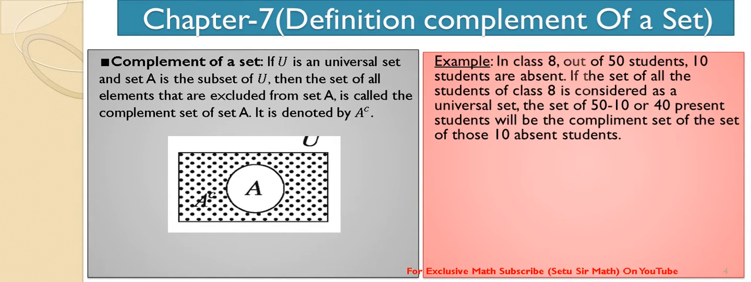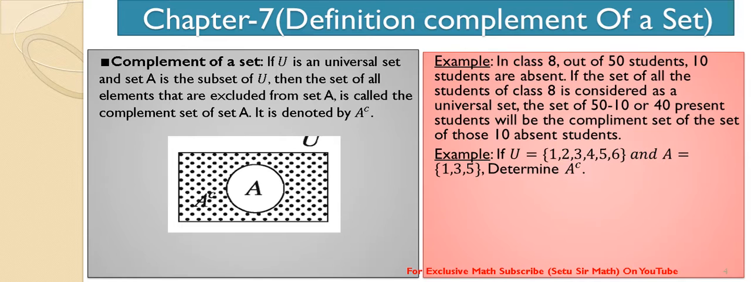If you see an example, in class 8, out of 50 students, 10 students are absent. If the set of all the students of class 8 is considered as a universal set, the set of 50 minus 10, or 40 present students, will be the complement set of the set of those 10 absent students.